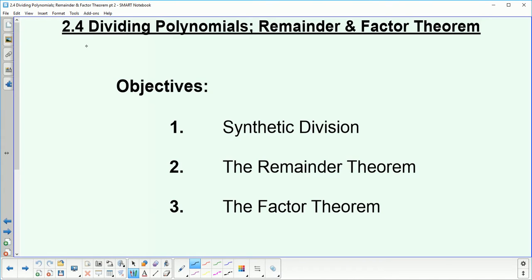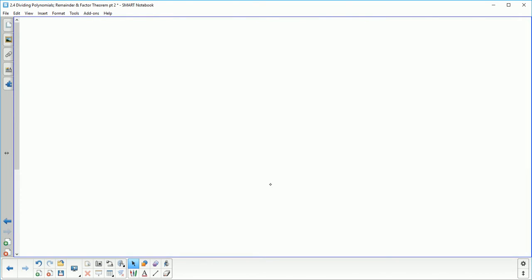Alright, pre-calc, we are now doing 2.4 part 2, still dividing polynomials, but this time instead of doing long division we're going to do synthetic division, which is much quicker. Then we'll actually talk about our remainder theorem and our factor theorem, which are going to be incredibly helpful when we're trying to find all the zeros of a polynomial, which is our next section.